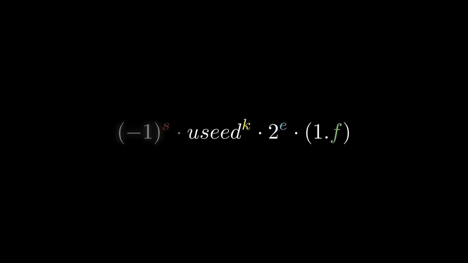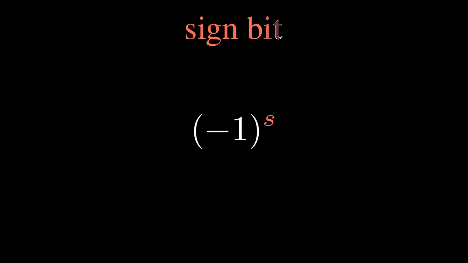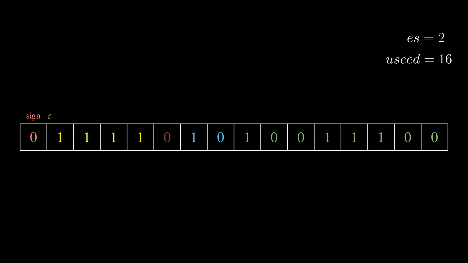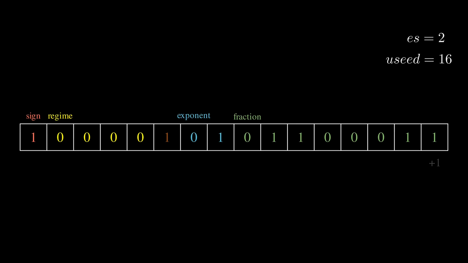Let's look at the final component, the sign bit. The sign bit works a little bit different than on floats. If we have a positive number, we set the sign bit to 0. If we have a negative number, we set the sign bit to 1, like usual. But we also take the 2's complement of our number. To take the 2's complement of a bit sequence, we first have to flip all the bits. After that, we simply add 1.